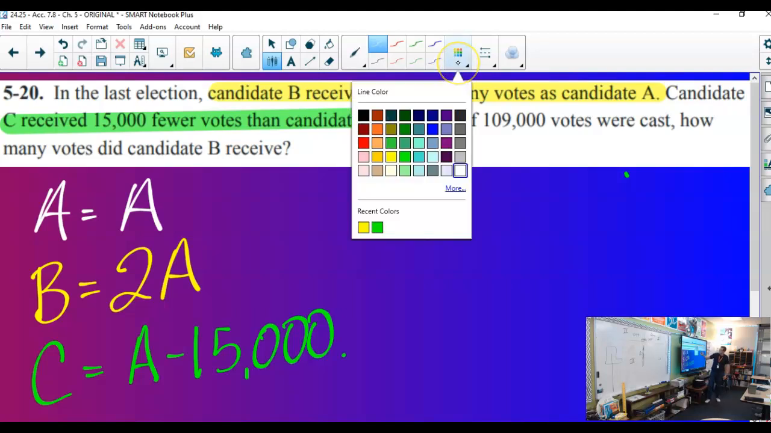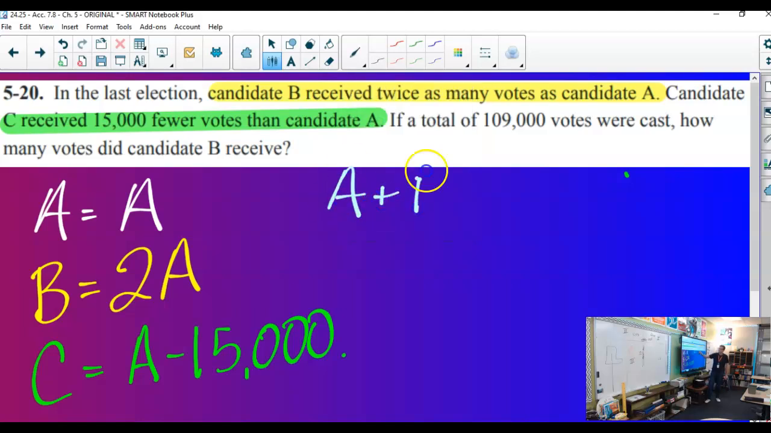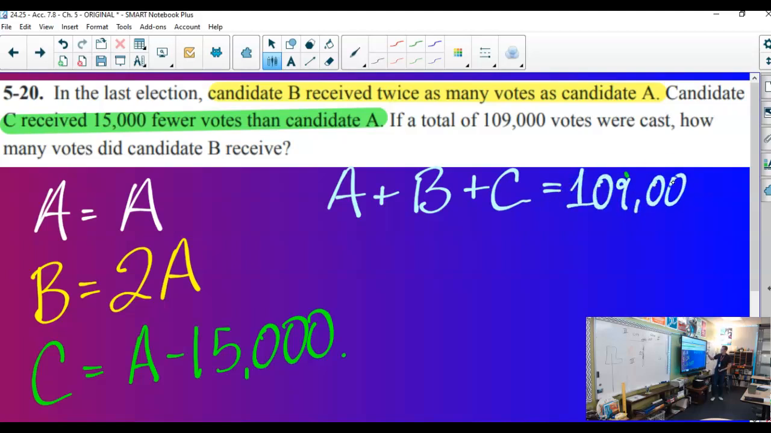All right, so then I combined all of my like terms, and I got. Why did you do that? So I can. What else had they told us? What is A plus B plus C? 109,000. Questions on how Carter got to this point? Notice how I'm not doing anything but writing.